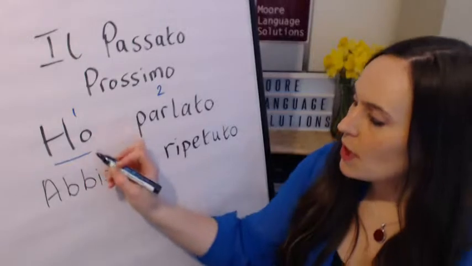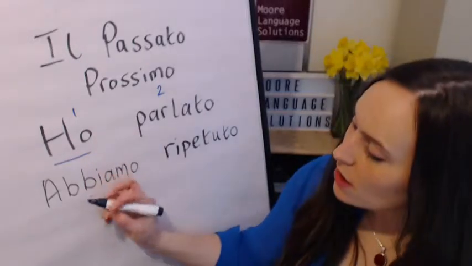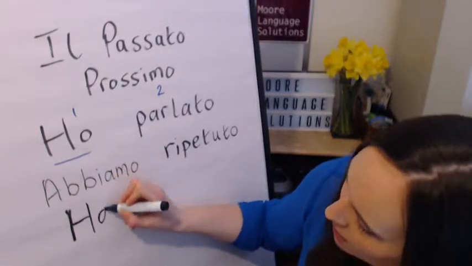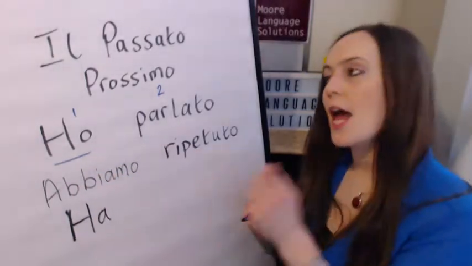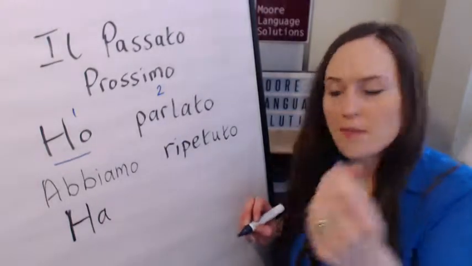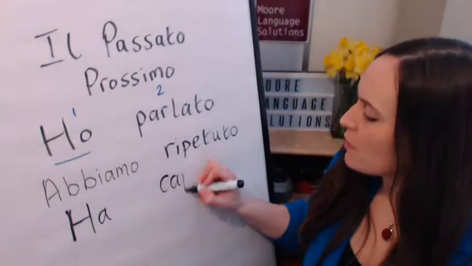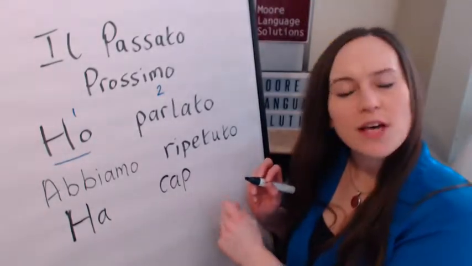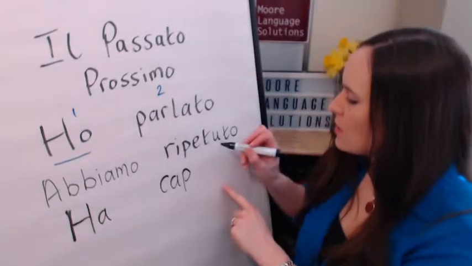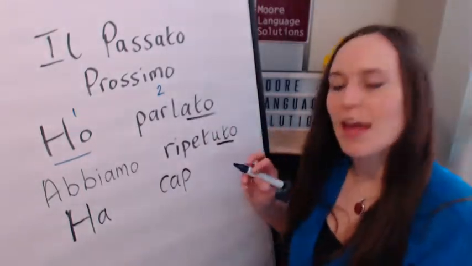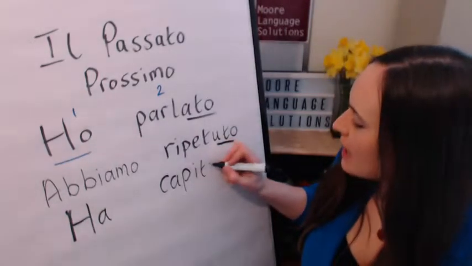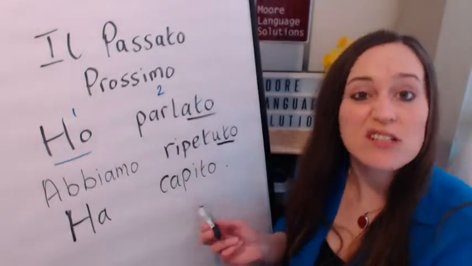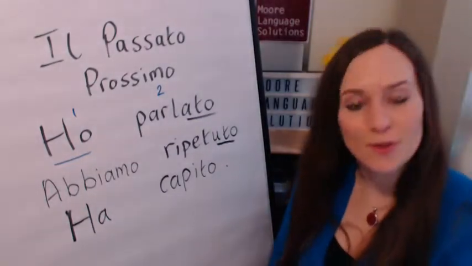So we need the verb avere in the third person, which is ha. And then we need the past participle of capire. So here's the stem of the verb, cap. Capire. So what do we do with IRE verbs to make it a past participle like these? Capito. Sì, ha capito. He or she has understood. He or she understood. So, molto bene, okay.